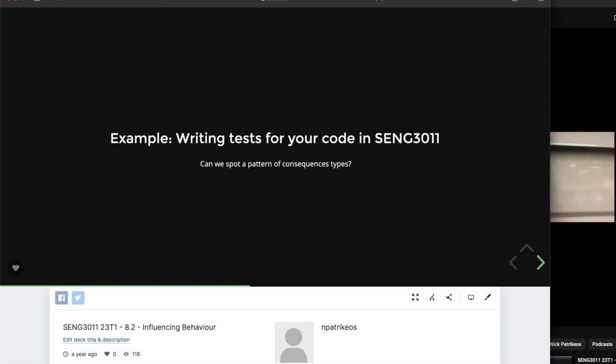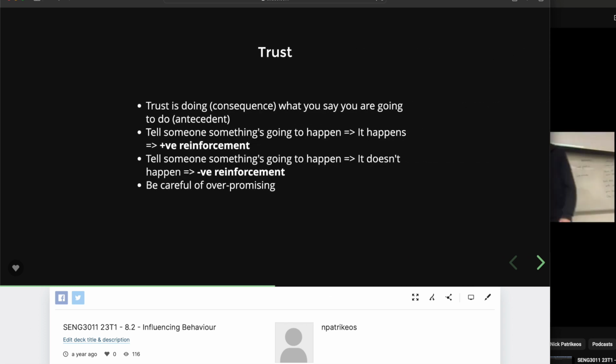Writing tests. Okay, what are some antecedents for writing tests? So trust. This is just a side note. Trust is doing something when you say you're going to do it. So if you tell someone something's going to happen and then that thing happens, then they learn to associate what you say with what you do. And that's just trust, right?